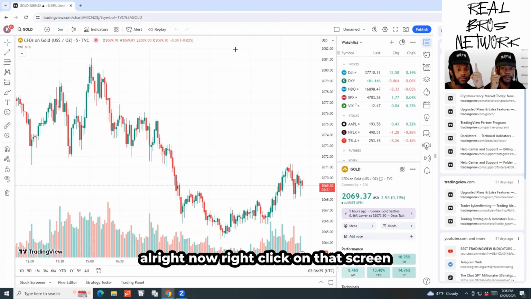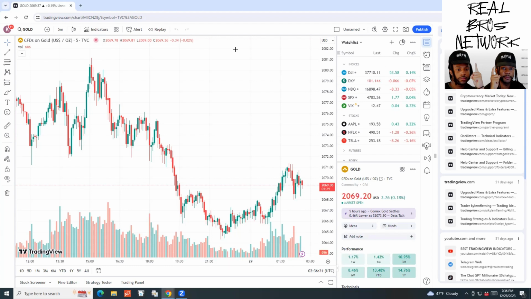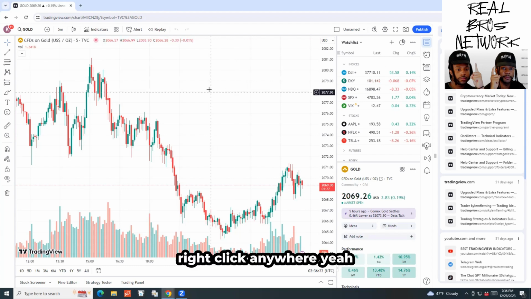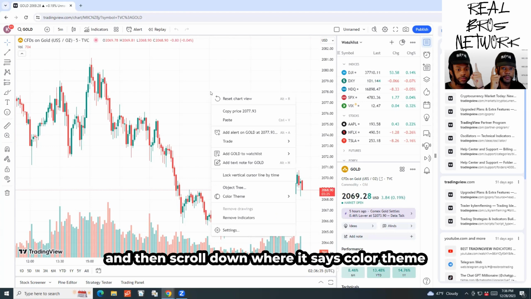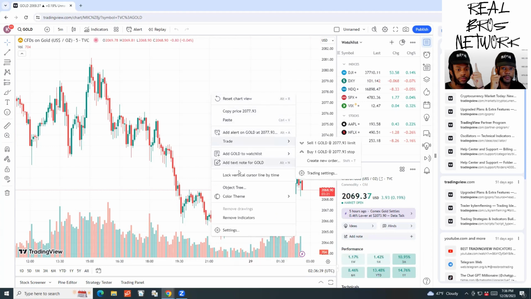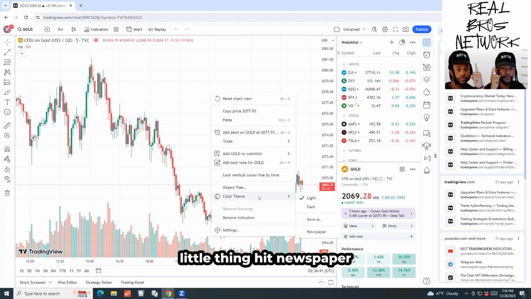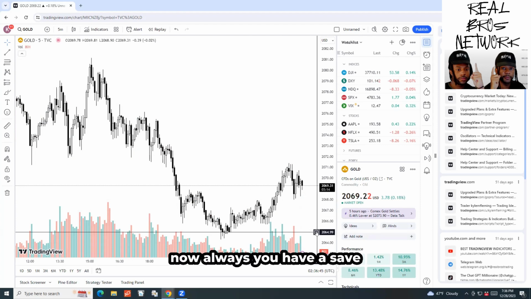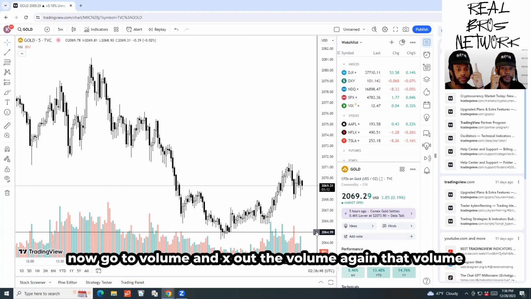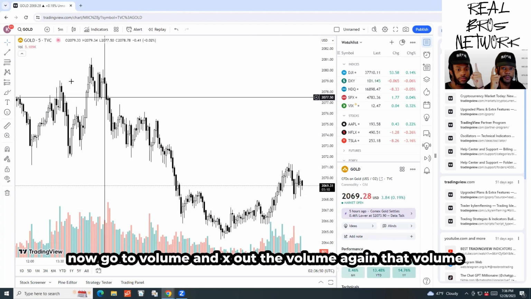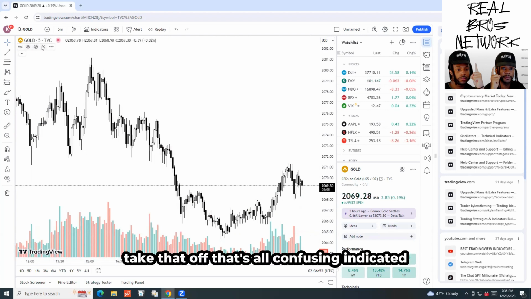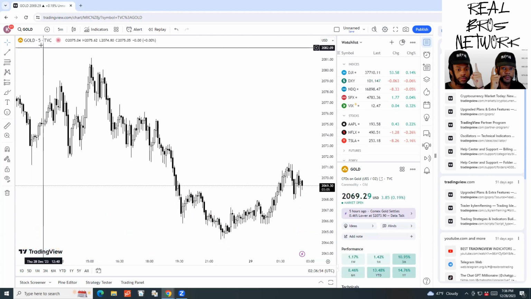All right, now right click on that screen. Right click anywhere. Yeah, right there. And then scroll down where it says color theme, and hit newspaper. So now you always have it saved. Now go to volume and X out the volume again. Take that volume off because that's a confusing indicator.